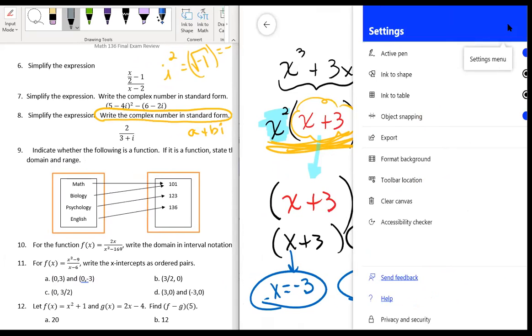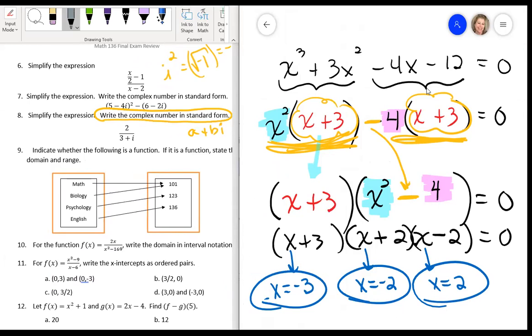So, are we good with what I just did here on this one? I'm gonna erase it. Yep.